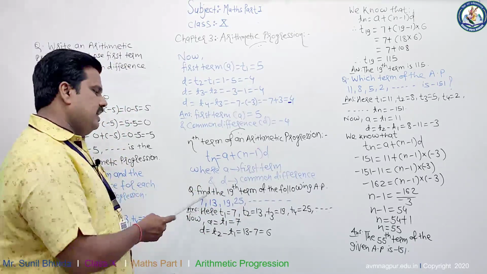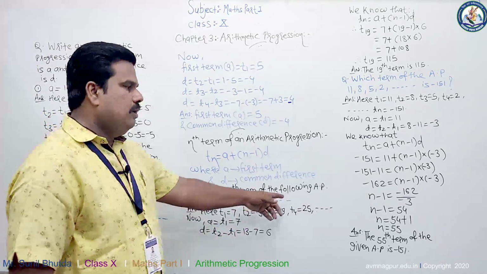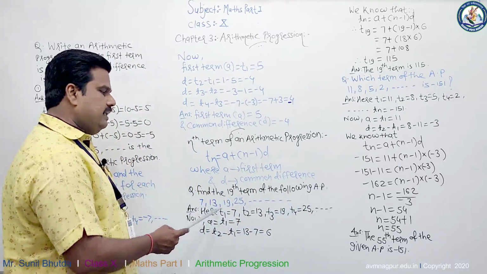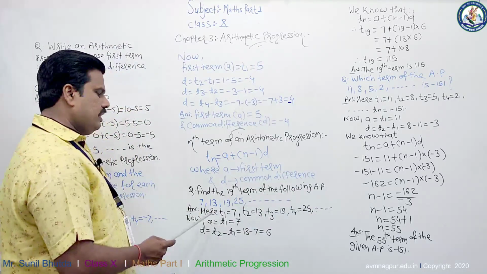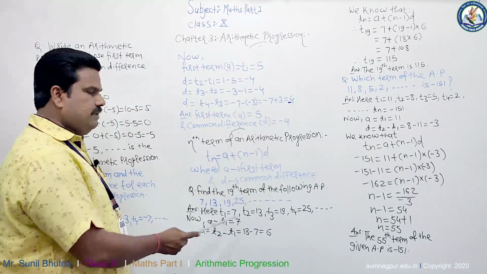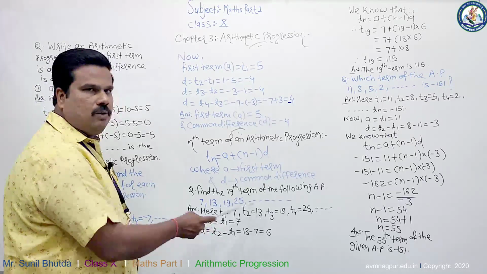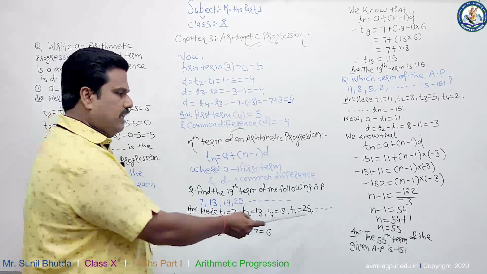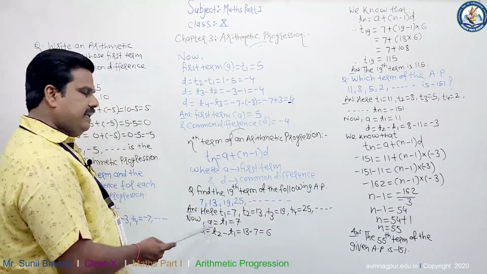Now see our question. Find out the 19th term of the following AP. The given AP is 7, 13, 19, 25, and so on. What is the first term? The first term is 7. The second term is 13. The third term is 19. The fourth term is 25.